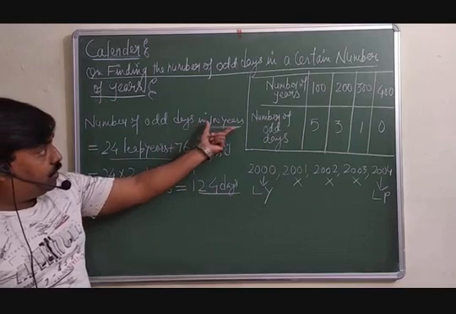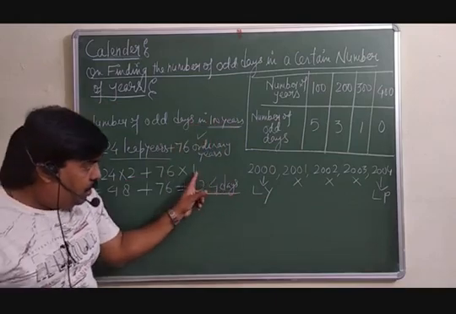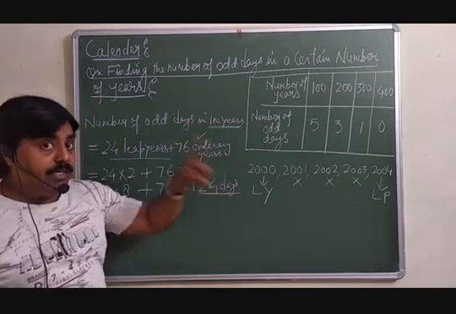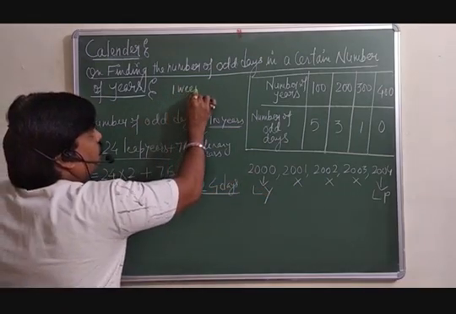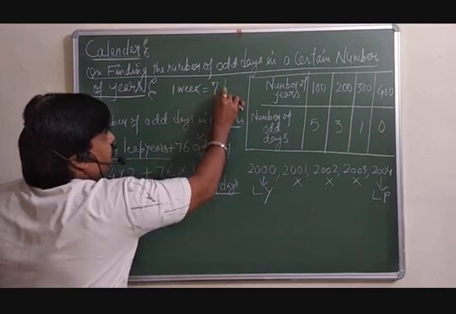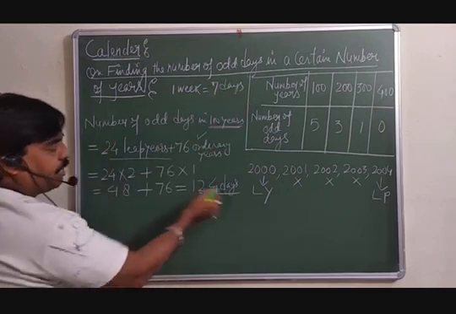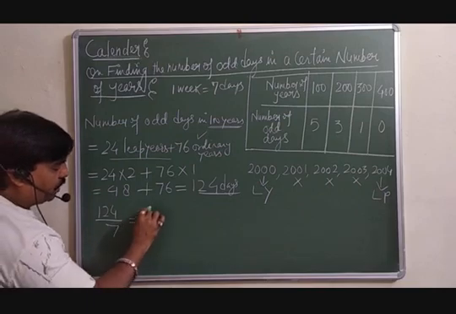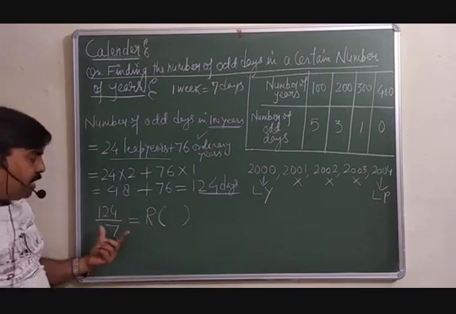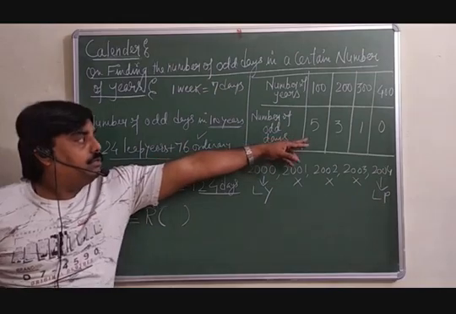But you want to know how many odd days there will be in this year. So what will we do? You are supposed to divide these days by 7, the days in a week. You know that 1 week is equal to 7 days. So 124 divided by 7. Whatever remainder comes here, that will be your number of odd days.